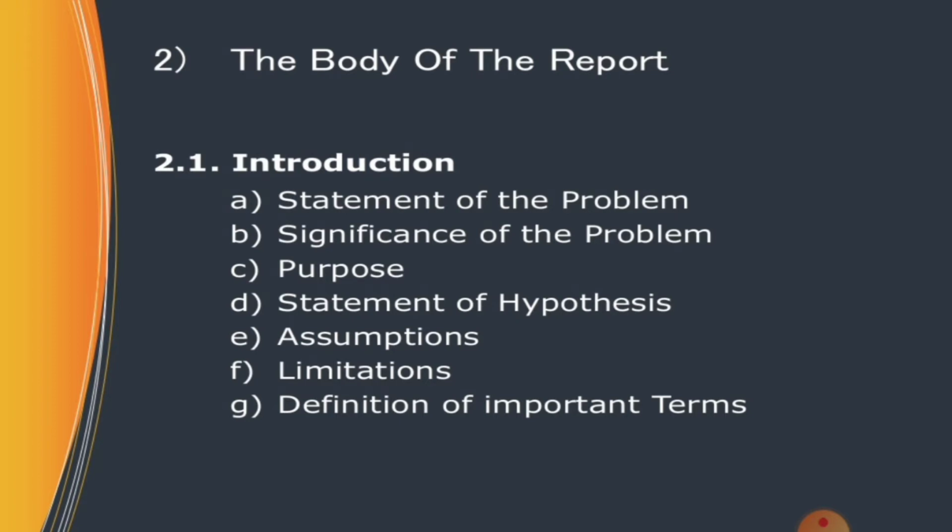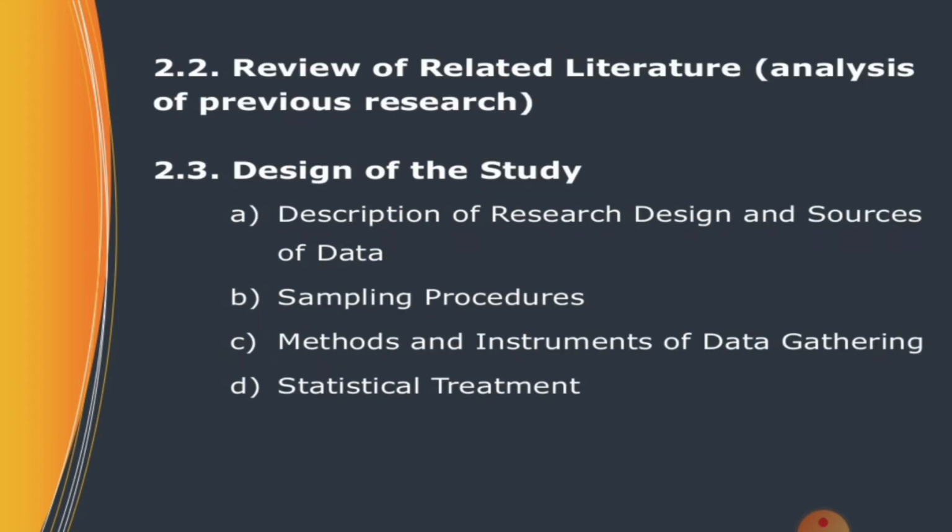What things are in the body of the report? Look at this: statement of the problem, significance of the problem, purpose, statement of hypothesis, assumptions, limitations, definitions of important terms, review of related literature, analysis of previous research. So in the review of related literature, we analyze previous research and read what is related to the literature; we do not need to read anything else.